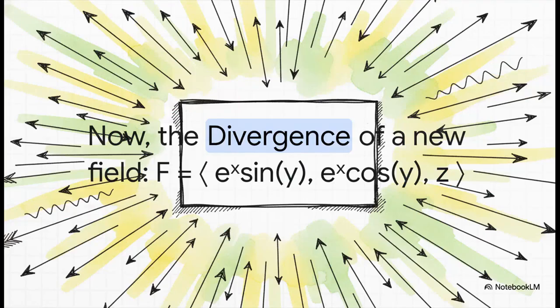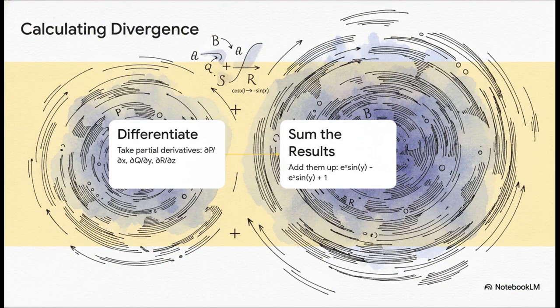All right, awesome. Let's switch gears and tackle a divergence example. We're going to find the expansion for this new field, which has some exponentials and trig functions thrown in just for fun. So we just follow our simple 2-step process, right? First, differentiate each part with respect to its own variable. The first piece with respect to x is e to the x sine of y. The second, with respect to y, is negative e to the x sine of y. And the third, with respect to z, is just 1. Now for the easy part, add them all up.